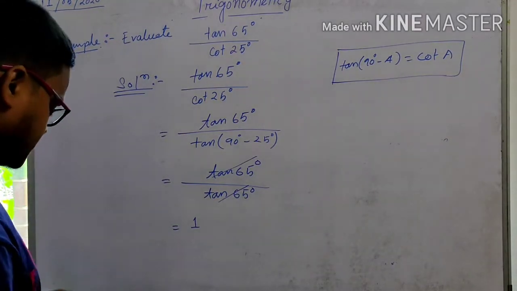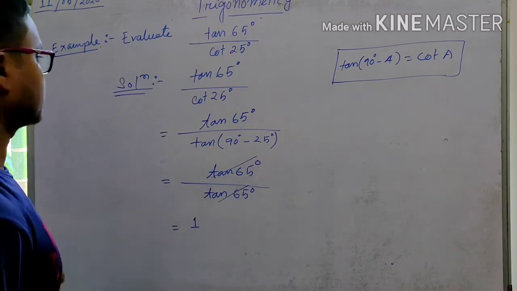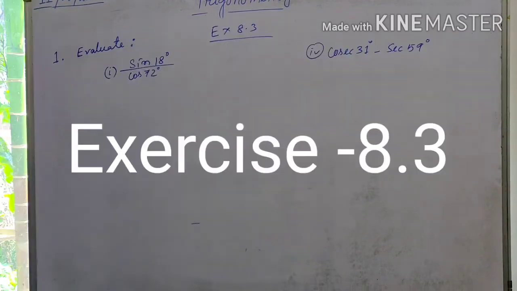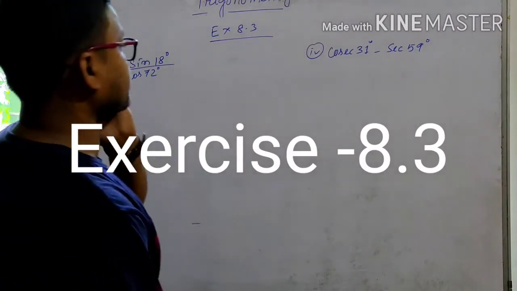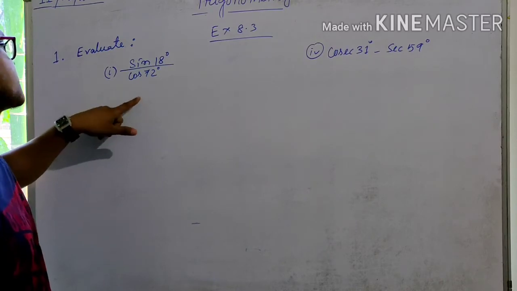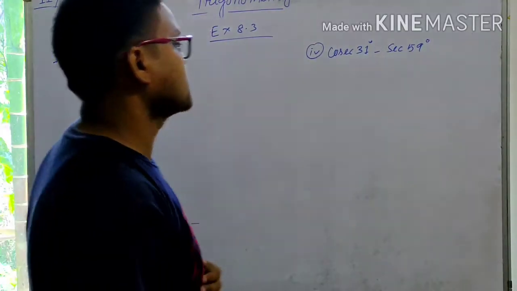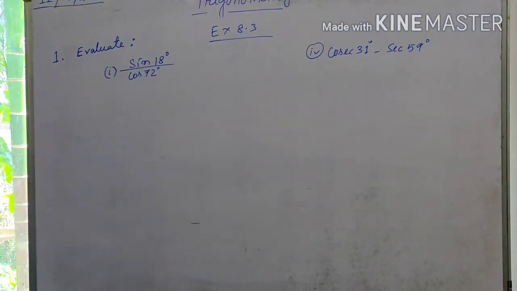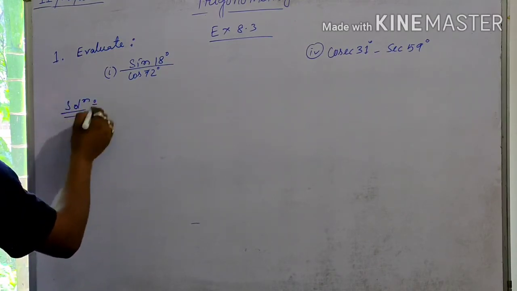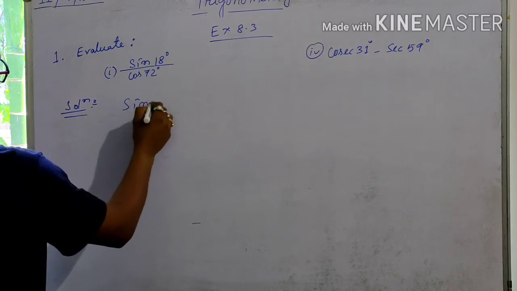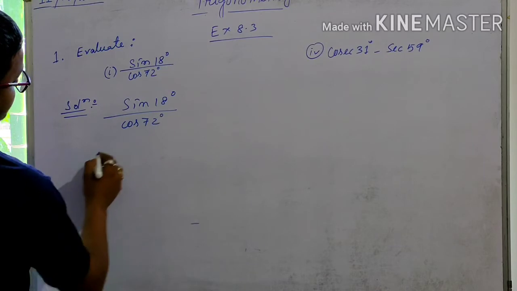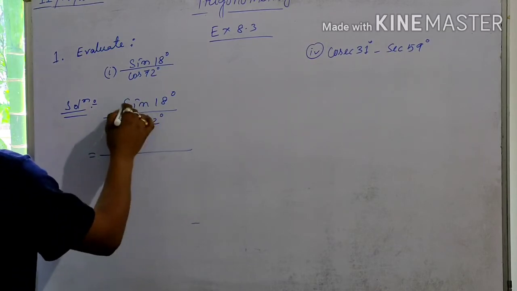Clear? Okay. Now I will take an exercise. From exercise 8.3, I take question number 1: evaluate sin 18 degrees by cos 72 degrees, and question number 4 is cosec 31 minus sec 59. So see how we get the solution. Here it is given sin 18 degrees by cos 72 degrees. Okay, so we know what?